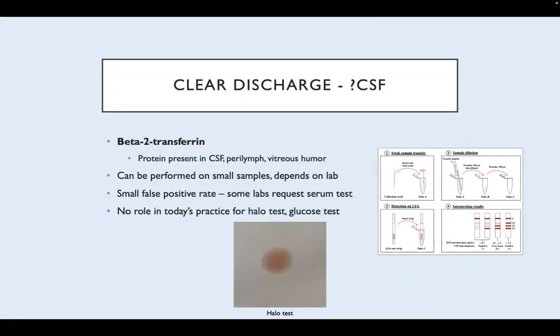Just a note on workup. So if the patient presents with a clear discharge and you need to rule out whether this is CSF or not, the best way of doing this is to confirm whether there's beta-2 transferrin present in that discharge. And this is a protein that's present in CSF, perilymph and vitreous, and tumor, so it's quite specific. It can be performed on quite small samples, but you should always check with your lab before you do it. It is dependent on the assays used by the lab. There is a small false positive rate, and some labs will then request a serum test, but what's quite important is that in contemporary practice, there's no role for the halo or glucose test. I've put up an image of the halo test at the bottom here.